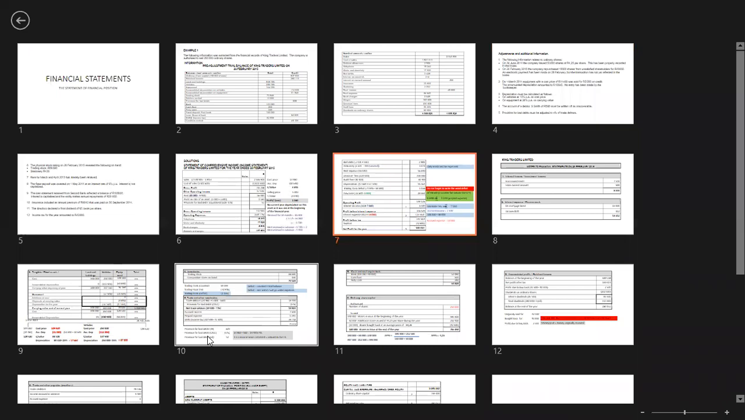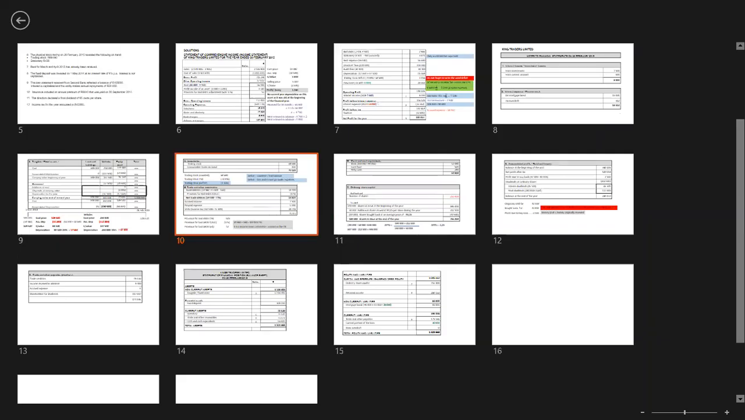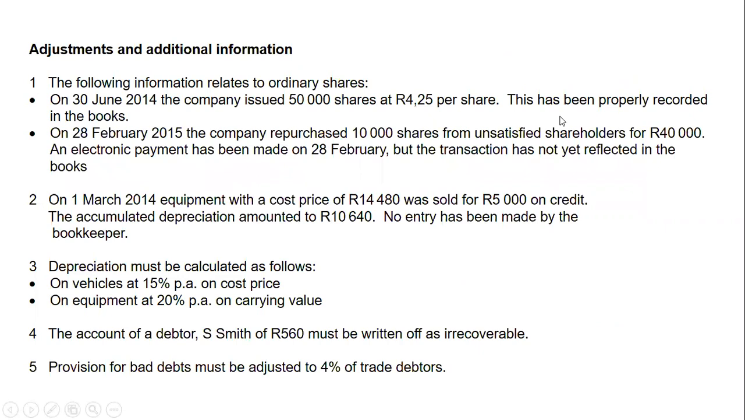So I'll simply go to my trade debtors, which is note number 5. I am going to minus that 560, meaning that my trade debtors will now be 19,400. I've already scanned my question and I realized there is no transaction that will actually affect my trade debtors. That will be transaction number 4. And then transaction number 5 says provision for bad debts must be adjusted to 4% of trade debtors. I want you to highlight trade debtors.